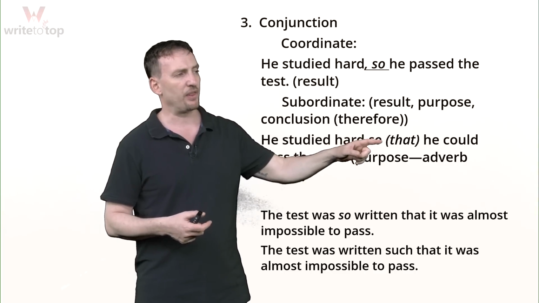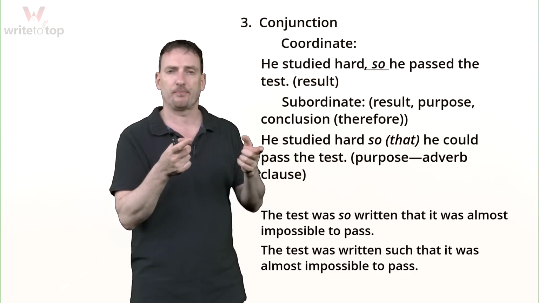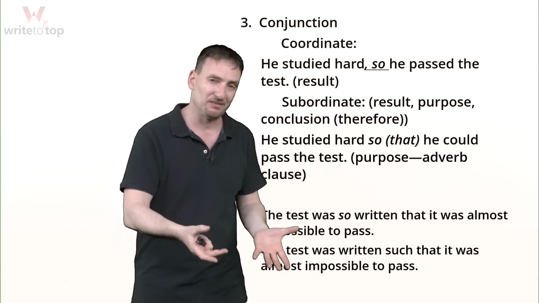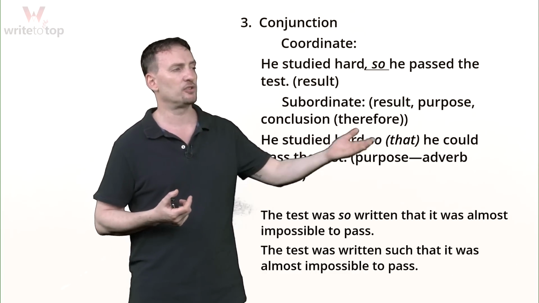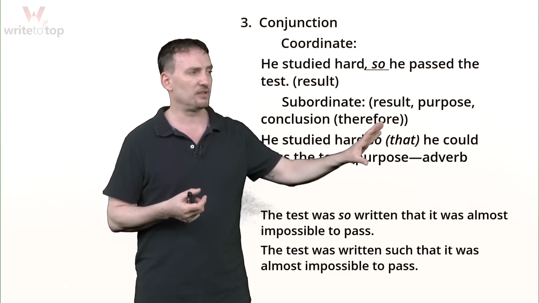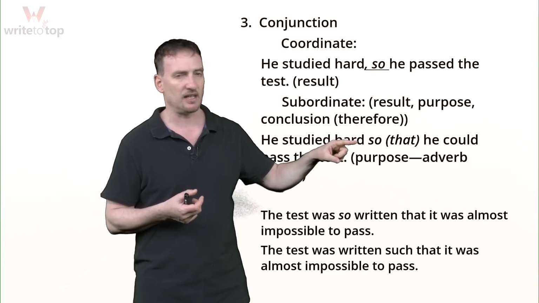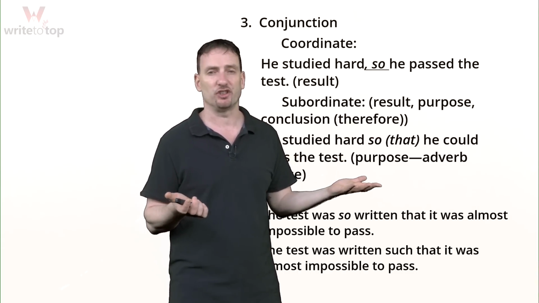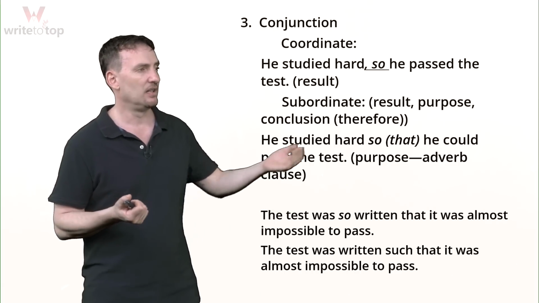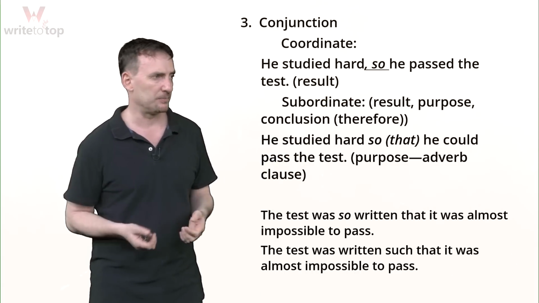Now, notice I put "that" in brackets. Why? Because you realistically can take it out. He studied hard so he could pass. I'm still keeping purpose as the function here, but I'm taking out "that" because it's generally understood. I don't need to have it there. And then your clause: he could, subject, verb.